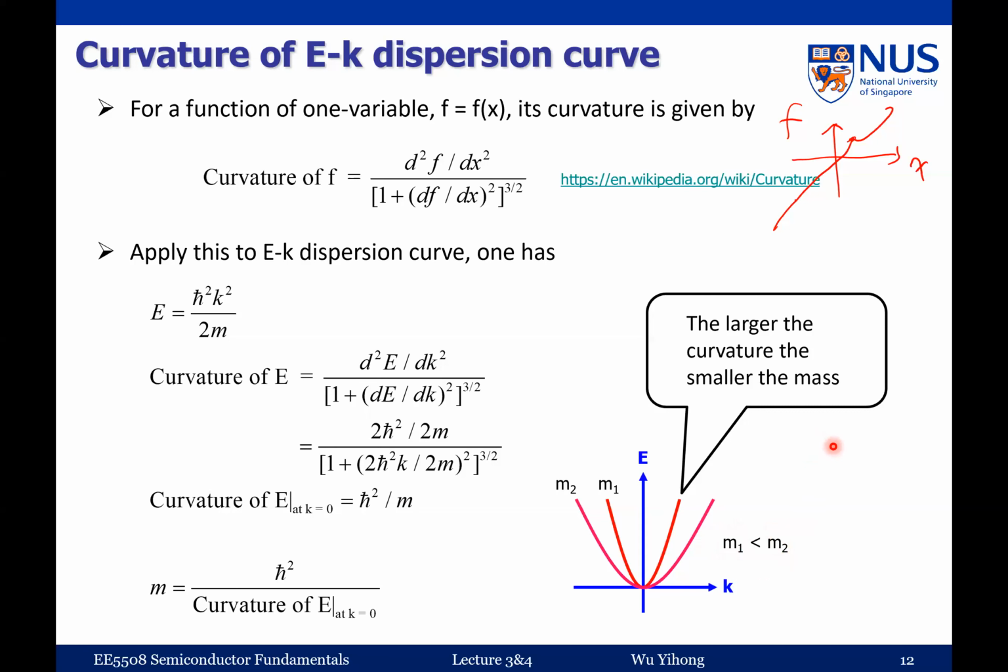And then, how is this compared to the omega-Q dispersion for lattice vibration? For lattice vibration, remember, we are not talking about the effective mass of a phonon, because a phonon does not have a mass, right? But we use the omega-Q dispersion to describe the group velocity of this lattice vibration wave, right?